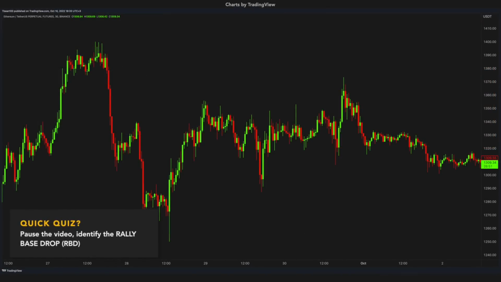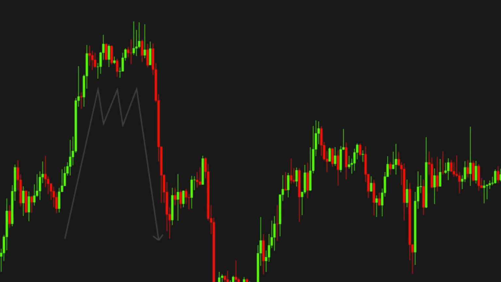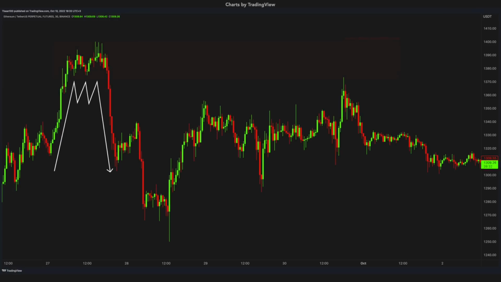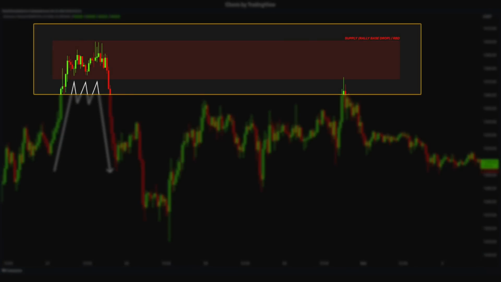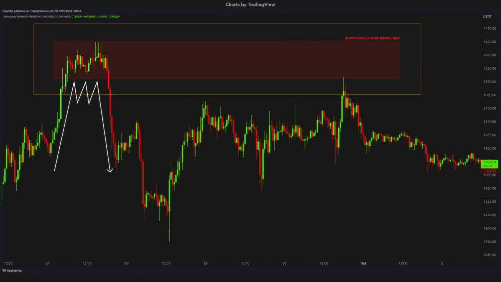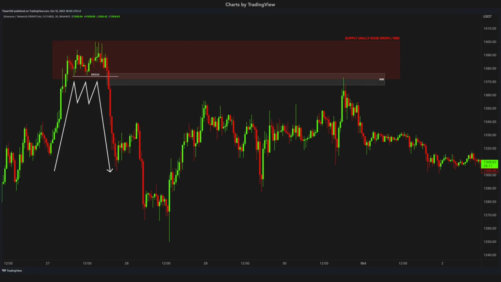Let's see an example. I want you to pause the video and identify rally, base, drop. If you look carefully, it is right here. This order accumulation creates our base and our natural supply area. You can notice the strong and high quality break here, leaving many imbalances behind and tradable areas for us.